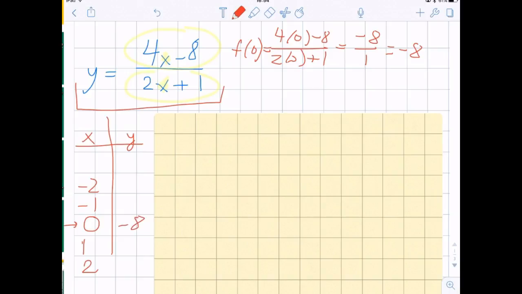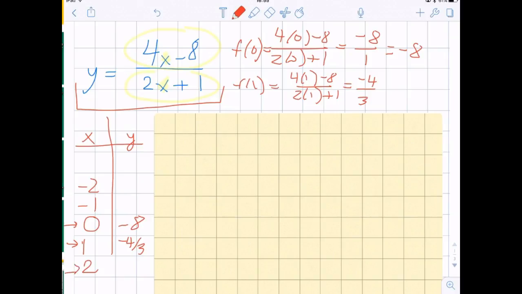Let's find another point. Let's do +1. That's an easy one for math too. So if we put 1 in for the x's, we're going to get 4 times 1 minus 8 divided by 2 times 1 plus 1. So that'll give us -4 divided by 3, -4/3. Okay, it was easy to find that value. Maybe it's not so easy to understand what -4/3 means since we're so rusty on fractions, but let's forget about that for a while. Let's do 2.